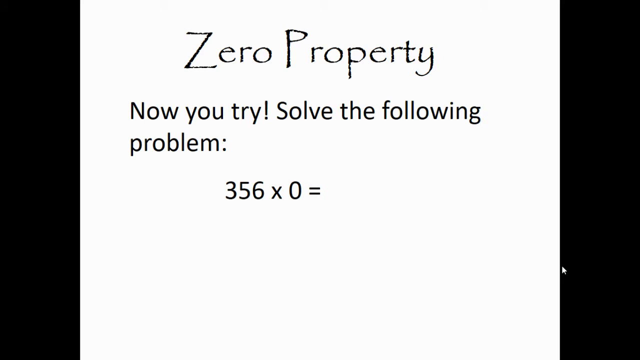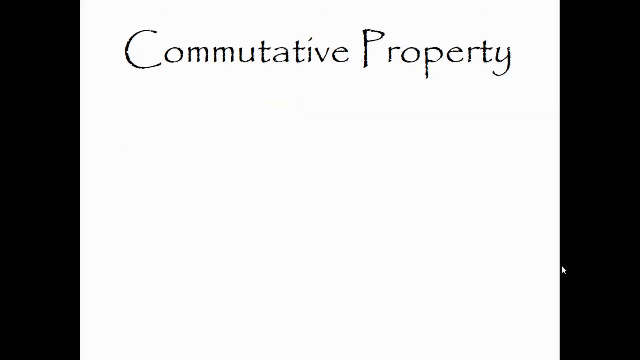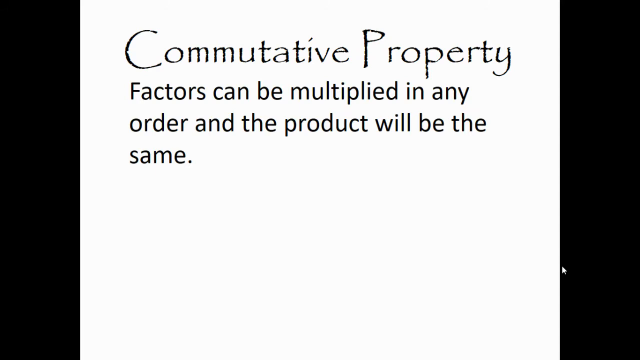356 times 0. Well, 356 is a pretty big number, but I don't even have to think about this. The zero property tells me that 356 times 0 is 0. The commutative property. This one says that factors can be multiplied in any order and the product will still be the same. I like to think of the word commute.